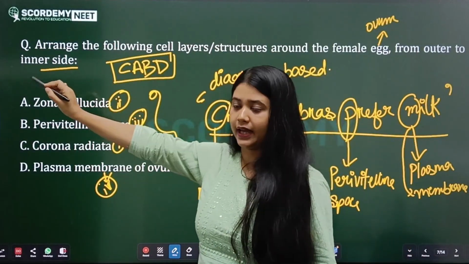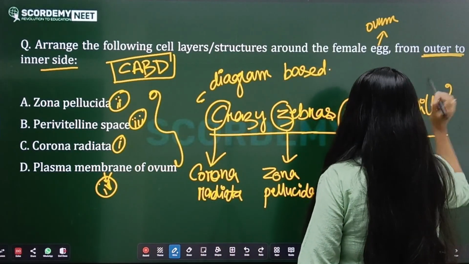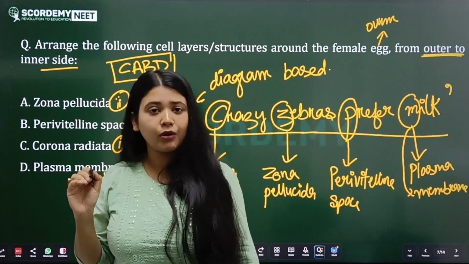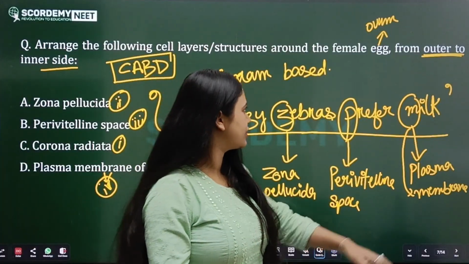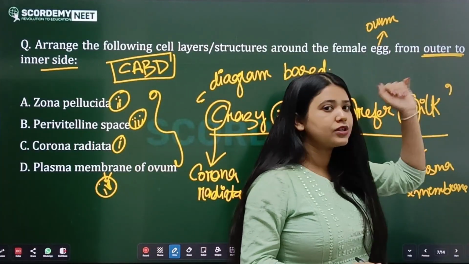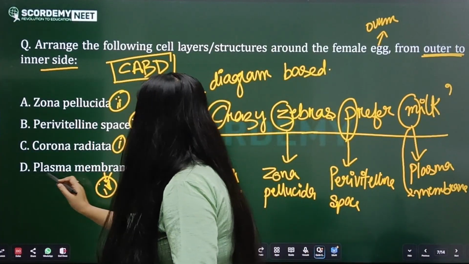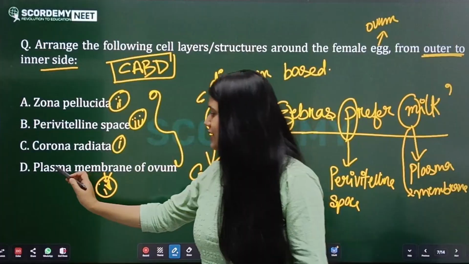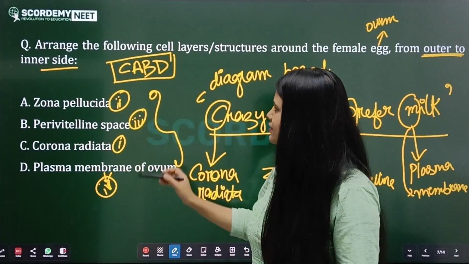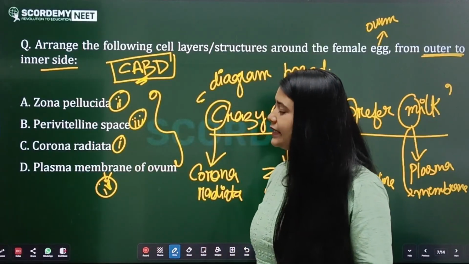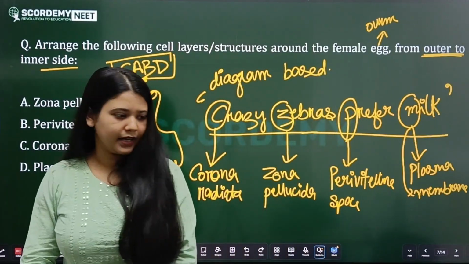to inner. Again, when a question says outer to inner, it could be inner to outer, so don't make that silly mistake. Please read the question properly; they are asking from outer to inner. Plasma membrane is the innermost layer of the ovum. So here the correct sequence will be C, A, B, D. Okay, all right.